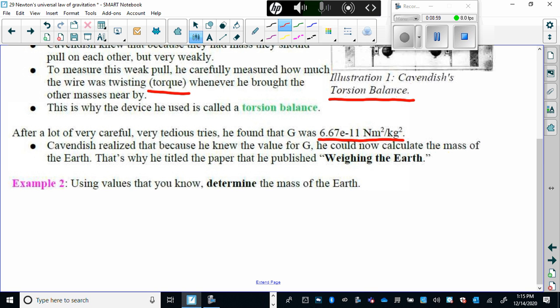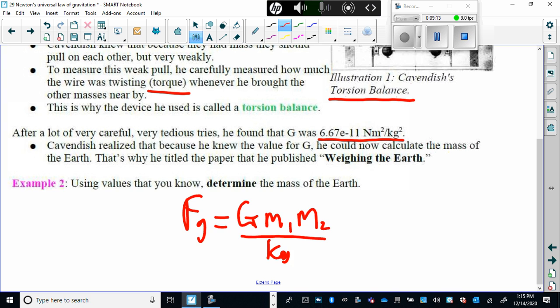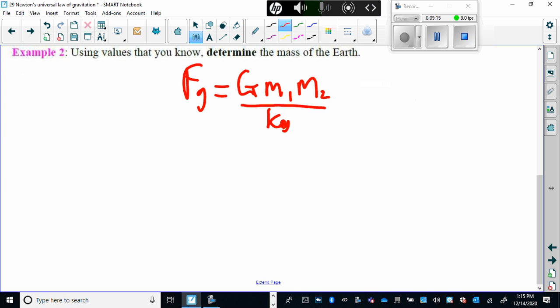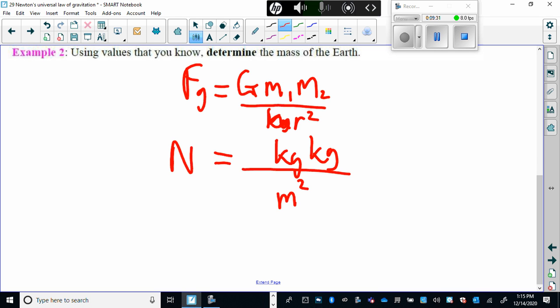And just in case you're curious about the units, why the crazy units? It's because if I take this formula here, and I just write it in its units, I'm going to get newtons on this side. We don't know what the units for G are, but we know that mass is kilograms. The other mass is kilograms. Oops, what did I put kilograms down there? That should be radius squared. Radius squared is meters squared.